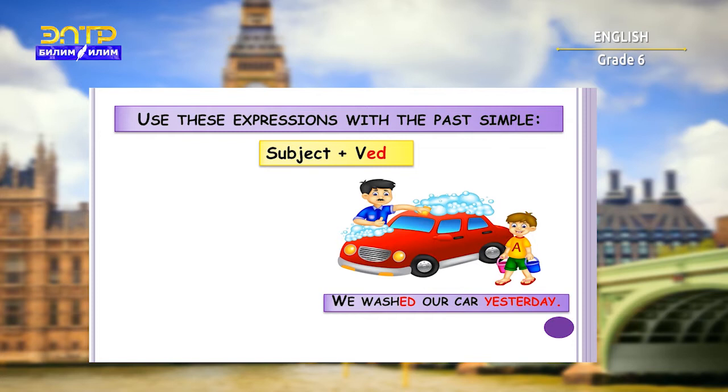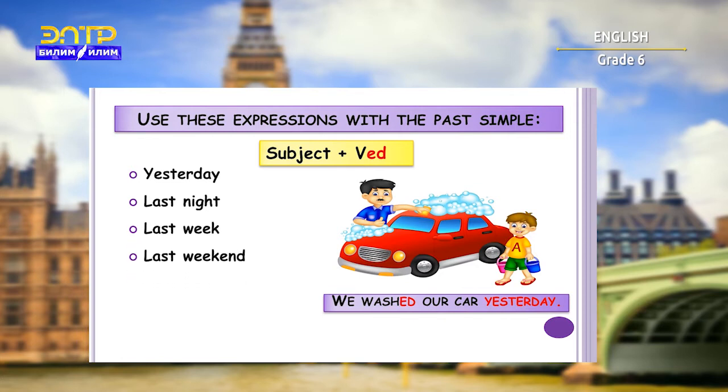There are particular words that will help you to identify that it is past simple. They are so-called signal words. These are the signal words that are used most of the time, like yesterday, last night, last week, last weekend, last year, yesterday morning, 2 hours ago.